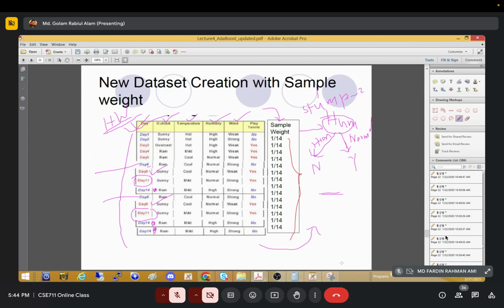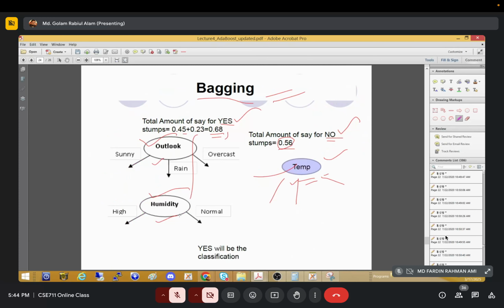In this way, maybe we will construct stem number 3, then maybe stem number 4, stem number 5, like this. Okay? So now the last thing is how the bagging is performed in our AdaBoost classifier. In random forest, we already discussed the bagging procedure, but how in AdaBoost will the bagging perform to generate the final answer, or final class.